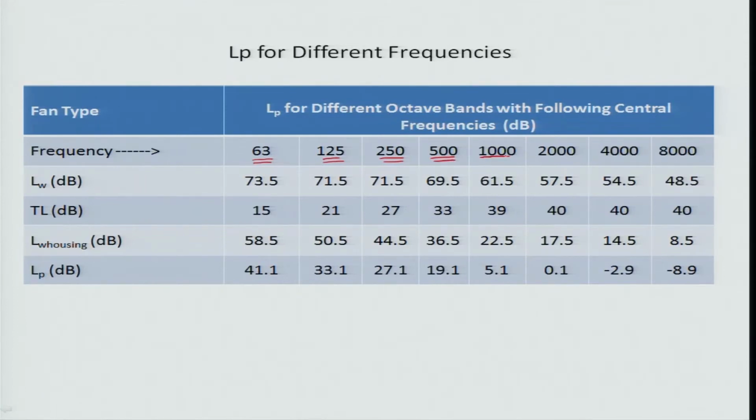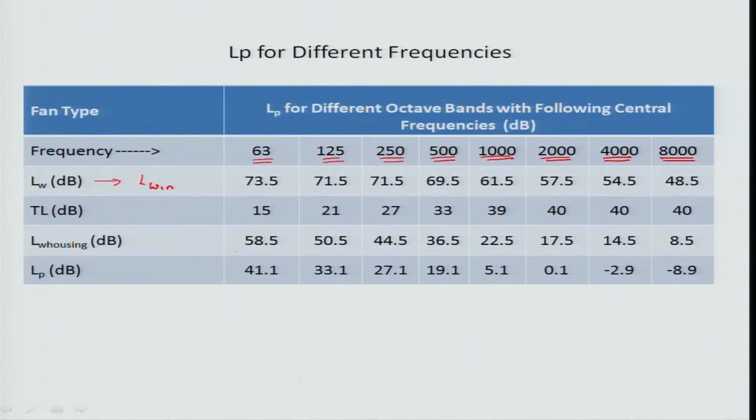These are not specific frequencies; each of these frequencies represents a band. It is not that at 500 hertz the sound level LW is 69.5. It is that in that band the sound level is 69.5. So first we calculated LW, which is basically, what did we call it? LWN, right? Then using that LWN, I subtracted transmission loss. So I calculated LW out, which is LW housing. So these are the numbers.